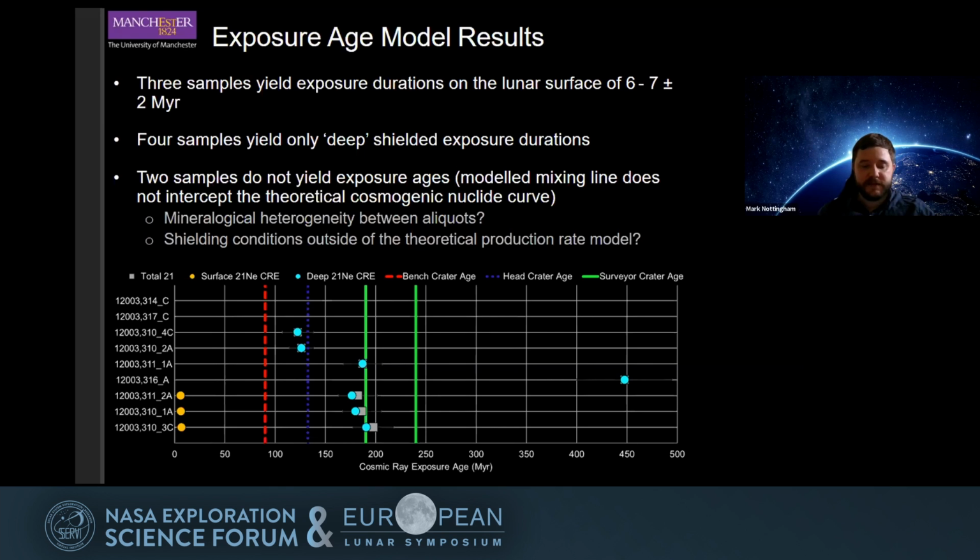2 samples had mixing lines and cosmogenic end members that didn't fall within the calculated production rate curve, and this likely means there was significant mineralogical difference between the aliquot that is used for the chemistry analyses and the aliquot that was used for noble gas analysis. However, we also can't rule out that these samples were buried deeper than the Hohenberg model is calibrated for.